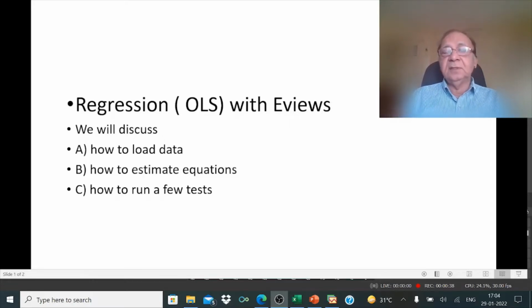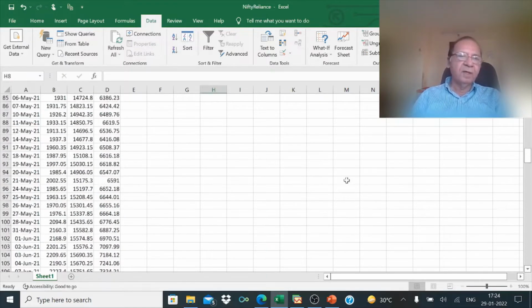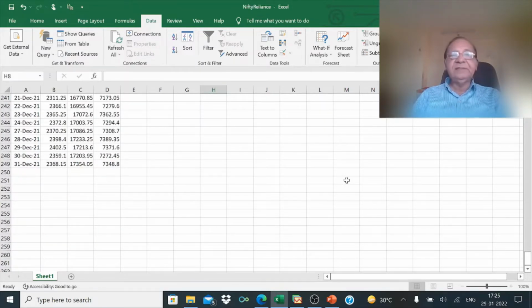I have taken the data from the NSE site. I have downloaded the data for Reliance for 1 year. For the purpose of this session, I have downloaded the data from the NSE website. The data is for Reliance. It is from 1st January 2021 to 31st December 2021.